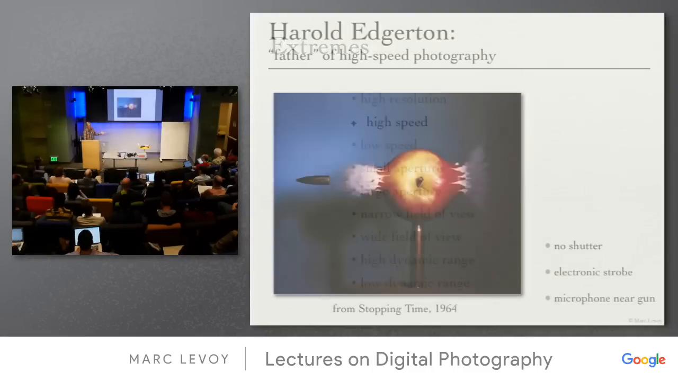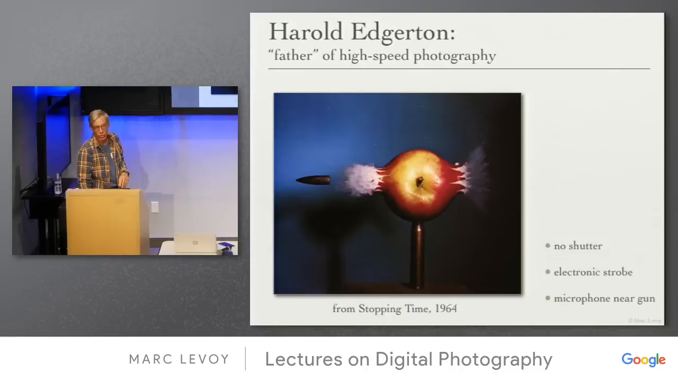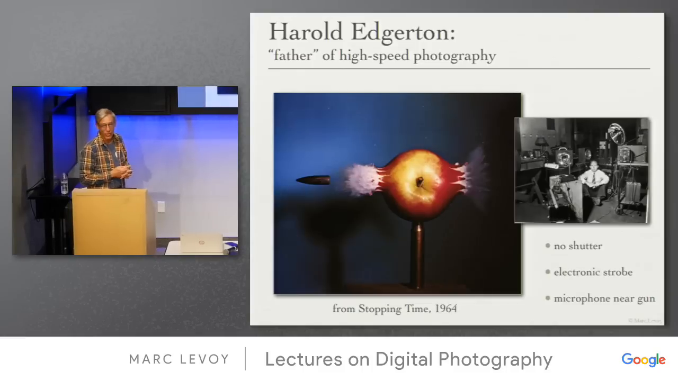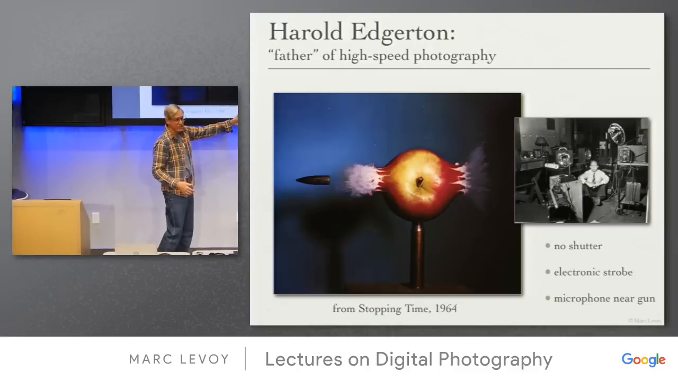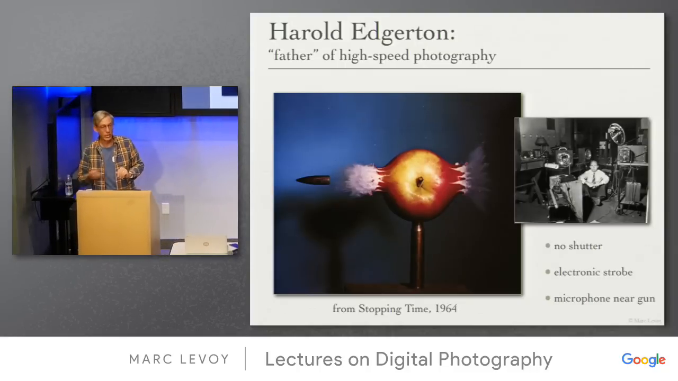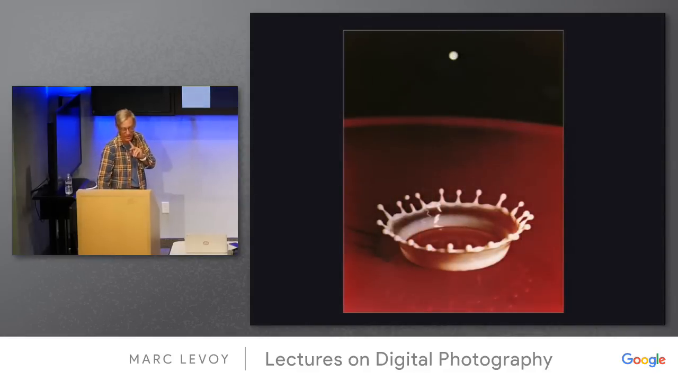Any discussion of high-speed photography has to start with Harold Edgerton, Doc Edgerton, and his breakthrough was not a fast shutter. His breakthrough was a fast strobe. He was the inventor of the electronic strobe. He would open the shutter and then position, in this case, a microphone next to the gun he shot the bullet with, and that microphone would trigger the electronic strobe. Then he would have a certain delay, and it would take the picture at the right time. And he just took some absolutely amazing pictures.